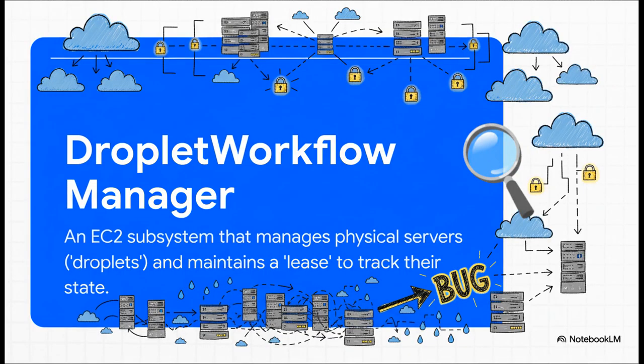So why was EC2 failing so badly? To get that, we need to meet a little-known system called the Droplet Workflow Manager, or DWFM for short. Its main job is to manage the physical servers, which AWS calls droplets, and it maintains a lease on them to know what they're up to. And you guessed it, that whole lease system depended on DynamoDB.